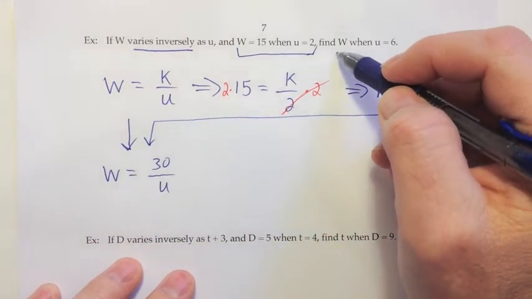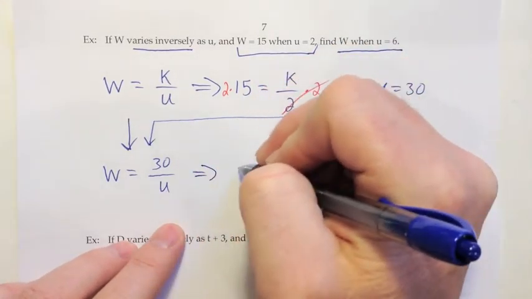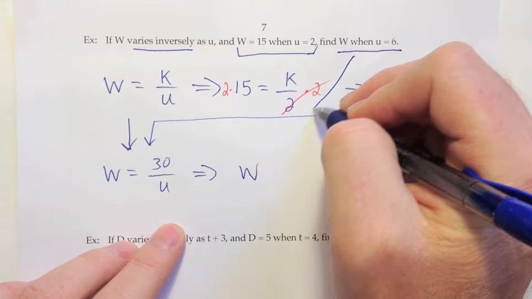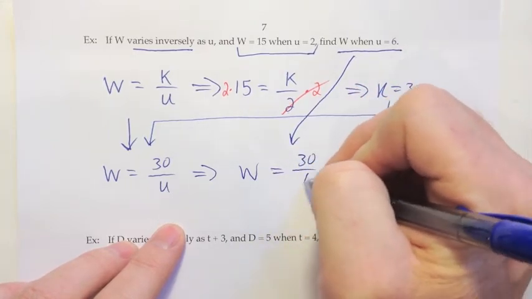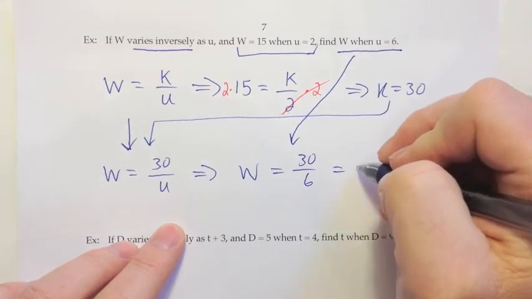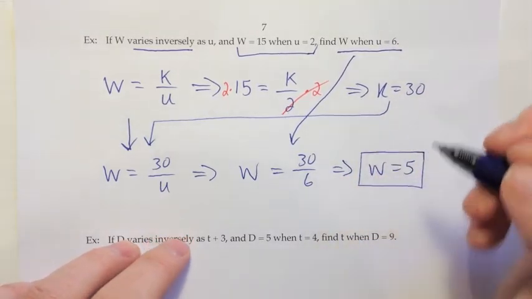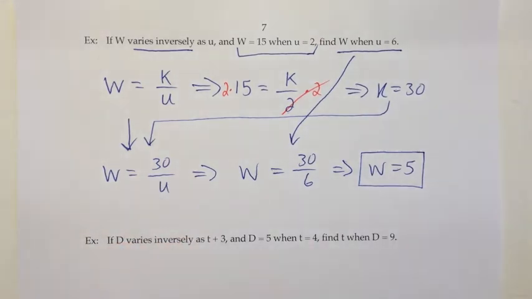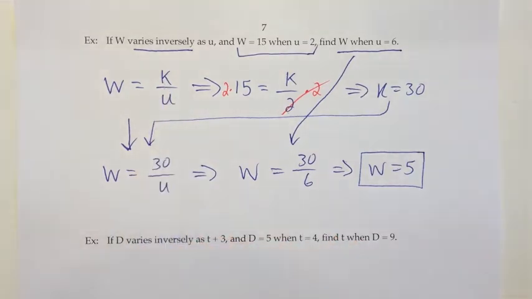This one goes on and says find w when u equals 6. So since they're giving us the value of u, go ahead and draw an arrow down there. We're just going to substitute that in. 30 over 6, and then 30 over 6 is 5. So w equals 5, and that would be our answer to that one. So again, very similar stuff to what we were doing with varies directly, just doing that initial change of division instead of multiplication with the k.